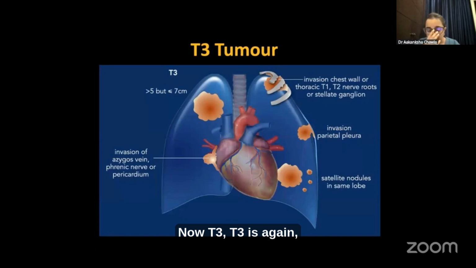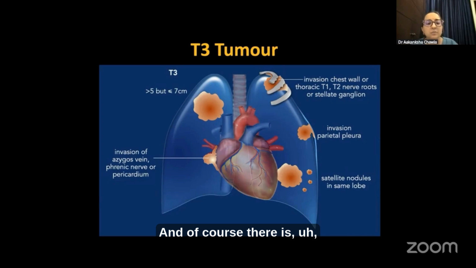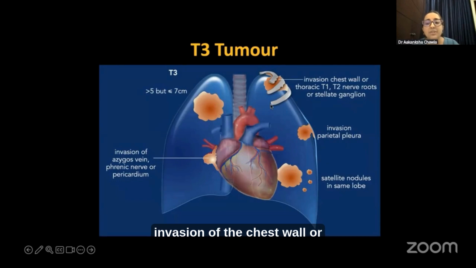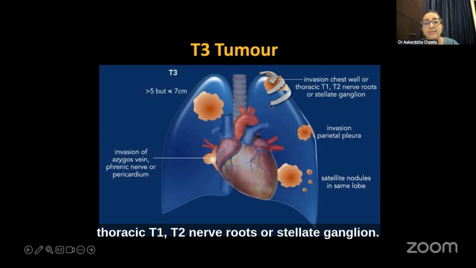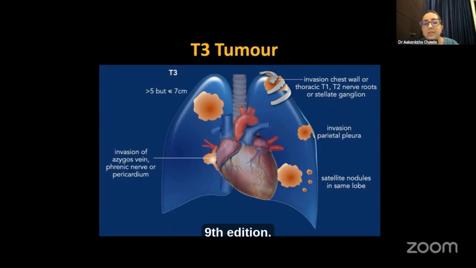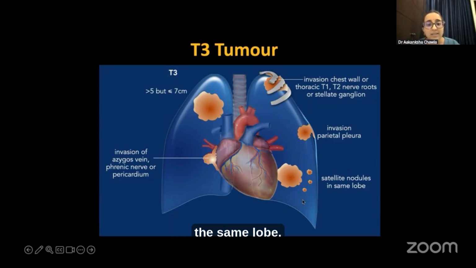Now T3. T3 is again, as we are going ahead in our T descriptors, the size of the tumor is increasing naturally. And of course, there is additional involvement of the structures. So T3 is more than 5 but less than 7 centimeters. Now this invades your azygous vein, phrenic nerve, or even the pericardium. Invasion of the chest wall or thoracic T1, T2 nerve roots or stellate ganglion. This is something new which has come up in the 9th edition. Invasion of the parietal pleura and satellite nodules in the same lobe.